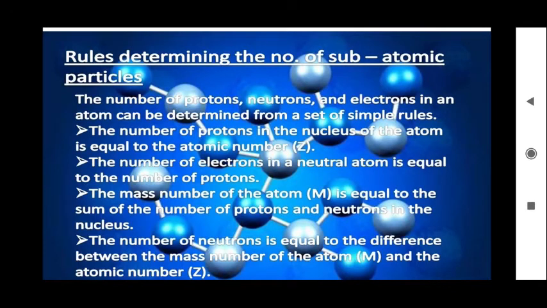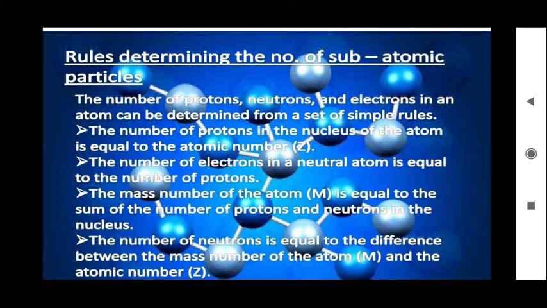The number of electrons in a neutral atom is equal to the number of protons. So, in a neutral atom, the number of protons will always be equal to the number of electrons. Only if the atom is charged, that is, if it becomes a cation or anion, does the number of protons and electrons vary. Otherwise, always remember the number of protons will be equal to the number of electrons in a neutral atom, and it is called the atomic number, represented by Z.